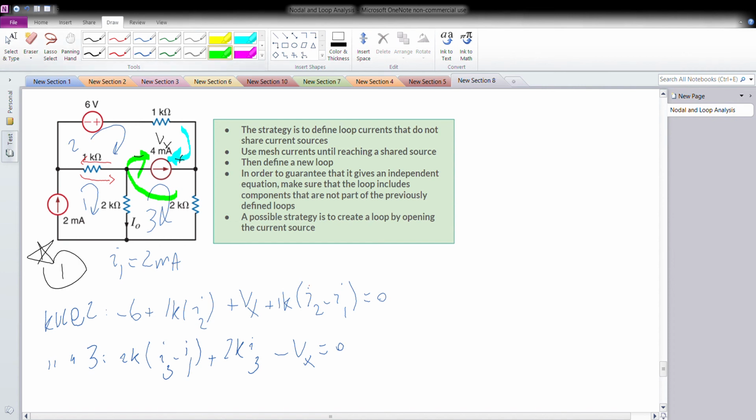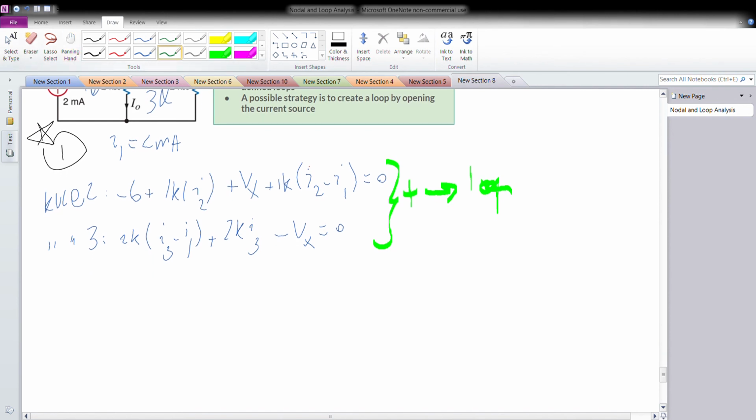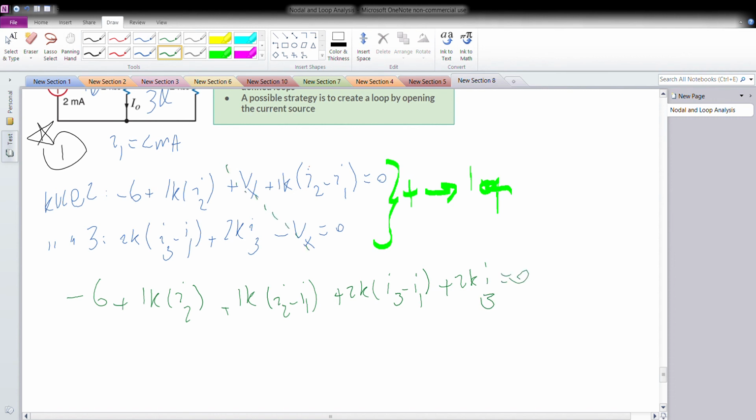So I'm going to add these 2 together and make them one equation. If I add them together, I'm going to have -6 plus 1k I2 plus 1k I2 minus I1 plus 2k I3 minus I1 plus 2k I3 equals 0. So it's as if I got rid of the Vx's, right? Now, I know I1 because I had a current source that solved this for me, so I know this, I know this.